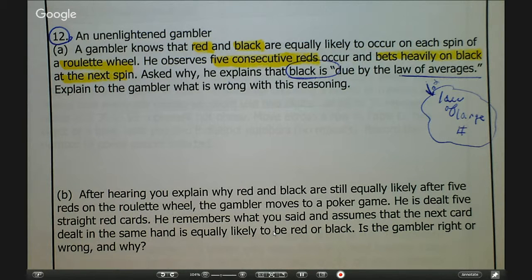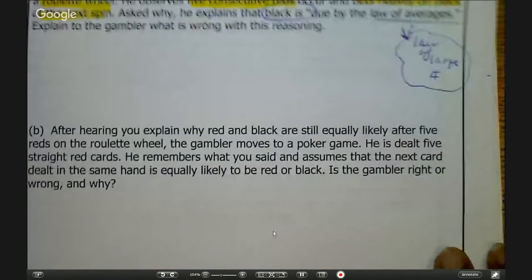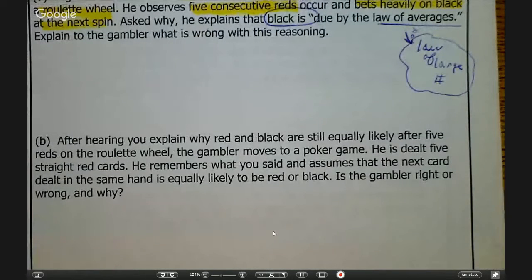Okay. Now, read 12B for me, please. And after we've done that, we're going to have to stop so we can put these computers back. So as I paraphrase 12B, after hearing that, he moved from the roulette table to cards. And he wants to use the exact same logic with cards. Again, I'm paraphrasing. Okay? So, type it in.